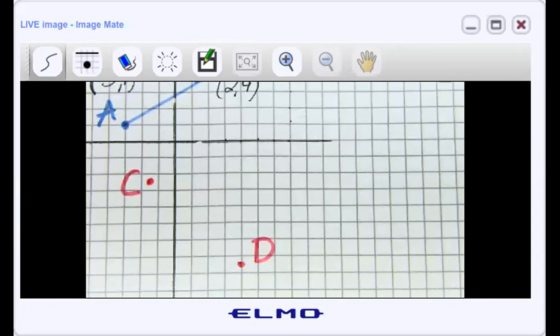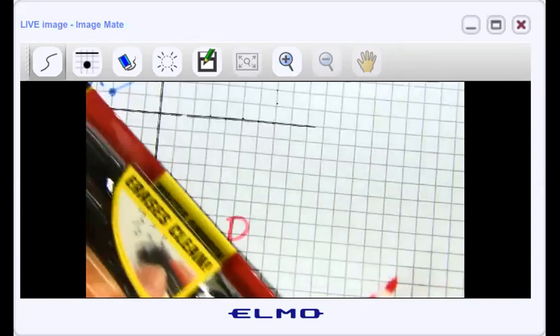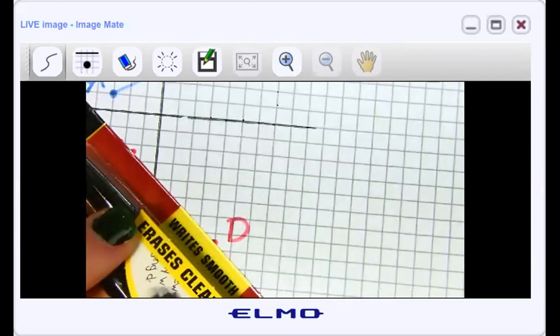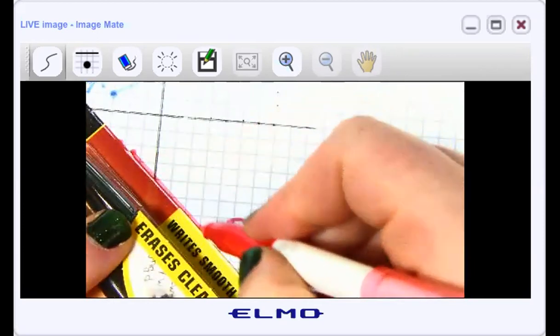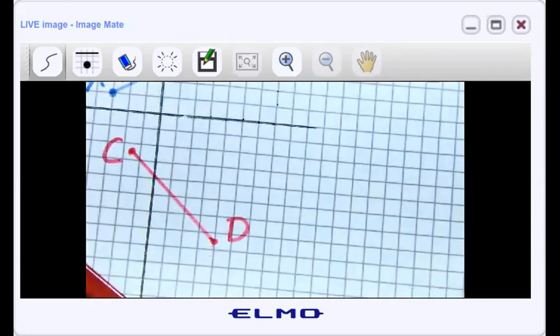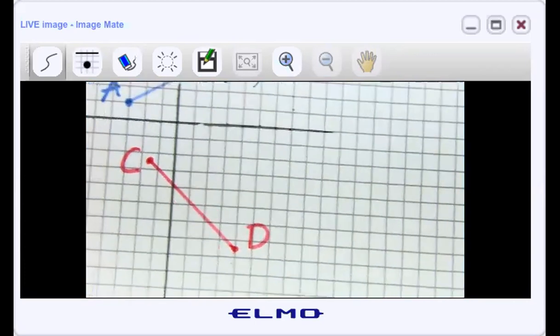So here's my segment CD. Let me connect these with a straight edge as best I can. Again, I don't know why I don't have a ruler right here, but I don't. Now, I'm always going to have to give you enough information to know where these endpoints are.